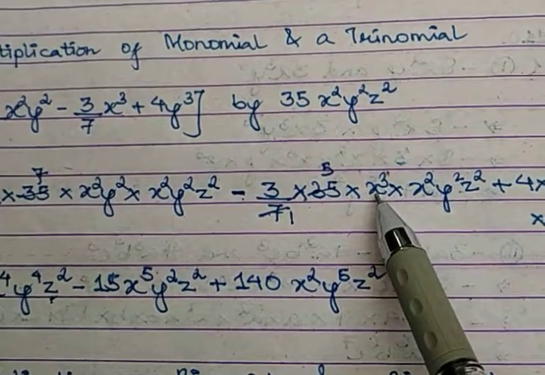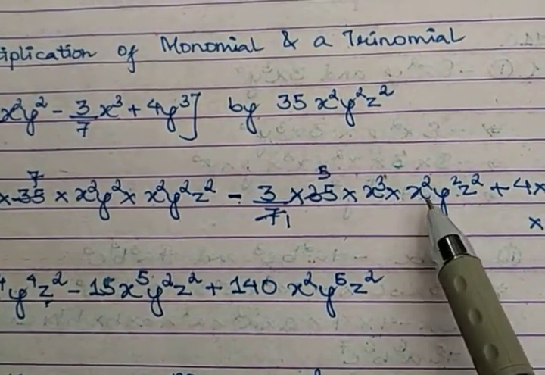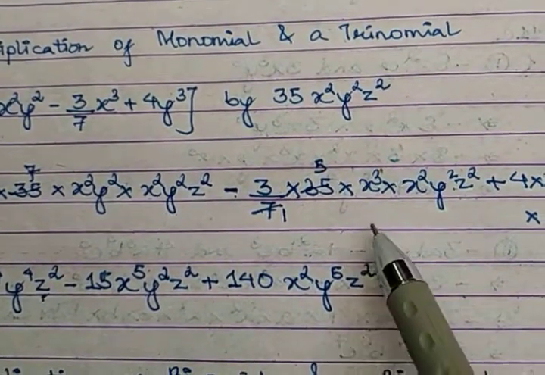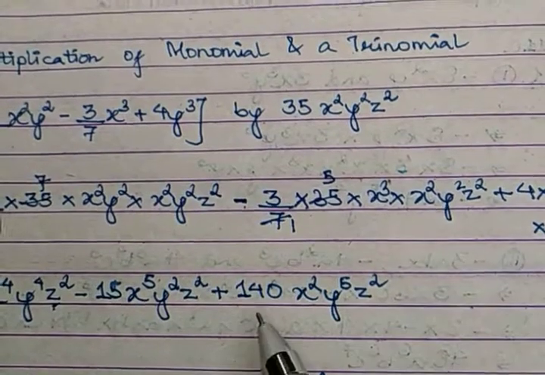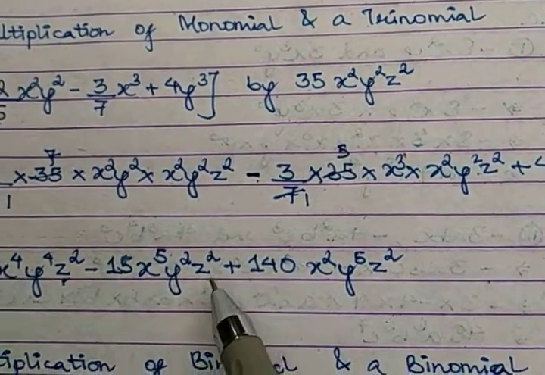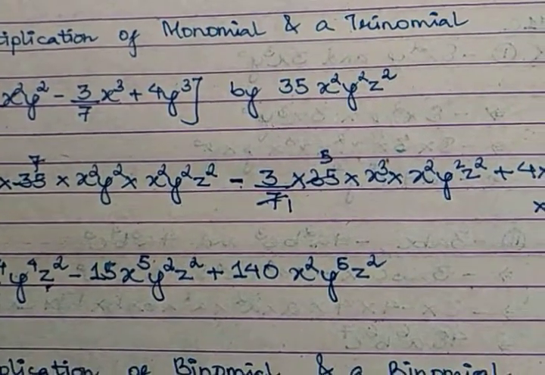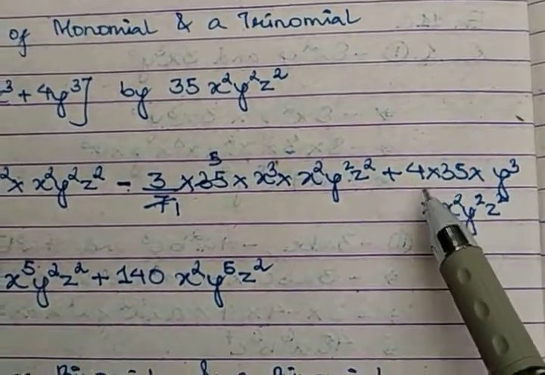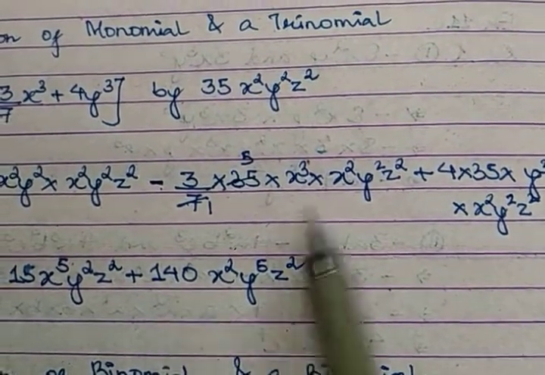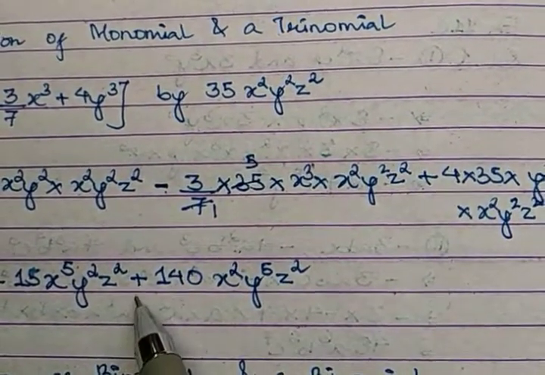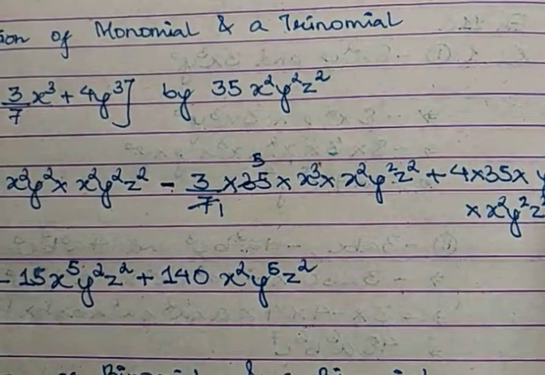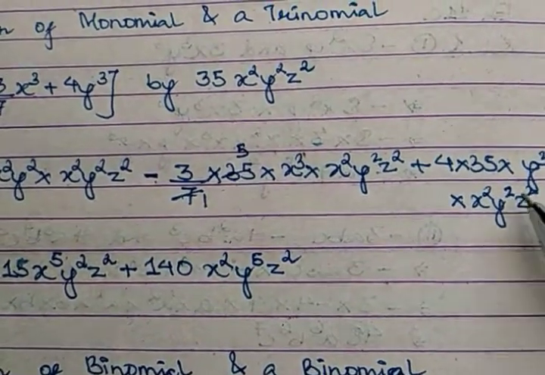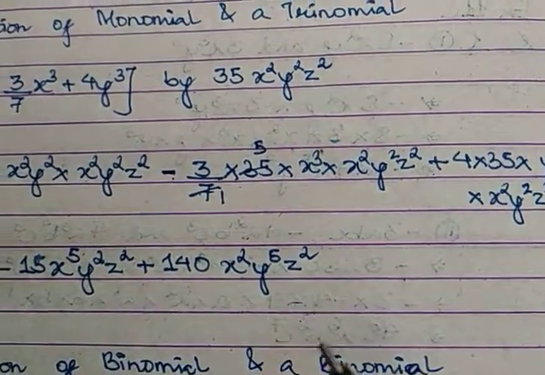How come x to the power 5? We have x to the power 3 out here into x square, so the powers will be added, x to the power 5. For y square and z square, we don't have any y and z term, another term, so it will remain as it is, y square and z square, see. And for the last term, 4 into 35, it's 140, so 140, both are positive integers, so plus x square, we have y to the power 3 and y square, so these two will be added, y to the power 5, z square.